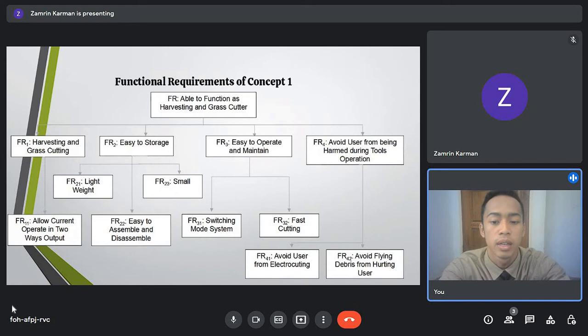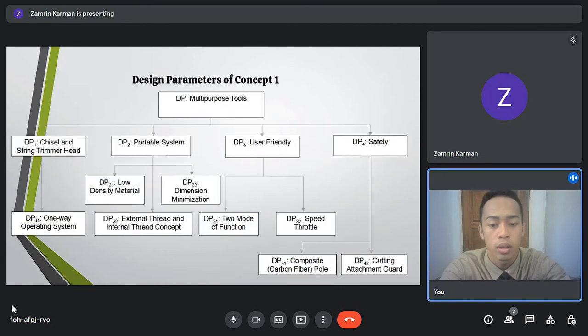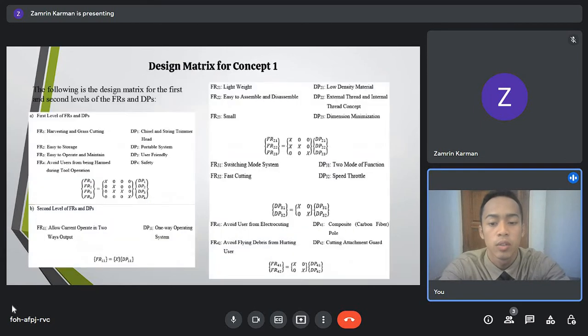So here are the functional requirements of concept 1, which consist of first level and second level. While here are the design parameters for concept 1, same as before, first level and second level. Based on the functional requirements and design parameters of concept 1, a design matrix for the first and second level of the FRs and DPs was analyzed using the concept of axiomatic design. For concept 1, the first level of the FR and DP matrix shows an uncoupled design, and it can be said that the design is acceptable.